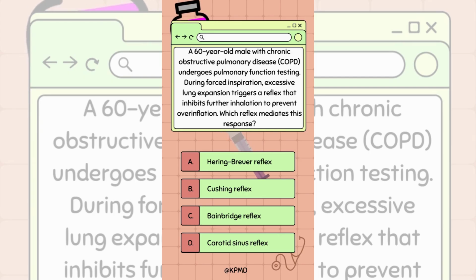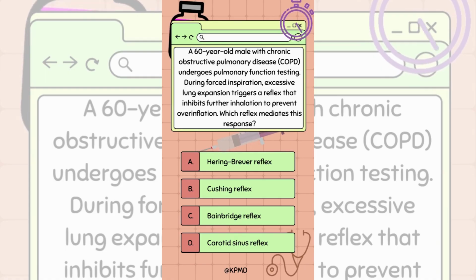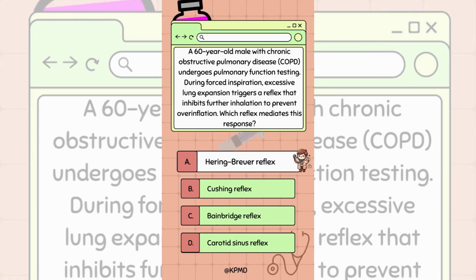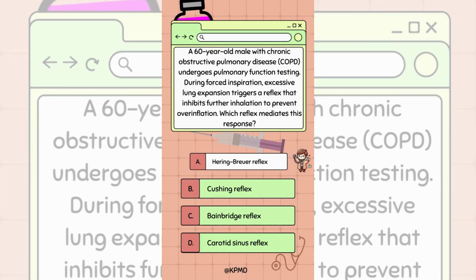A 60-year-old male with COPD undergoes pulmonary function testing. During forced inspiration, excessive lung expansion triggers a reflex that inhibits further inhalation to prevent overinflation. Which reflex mediates this response? Correct answer is A, it's Hering-Breuer reflex.